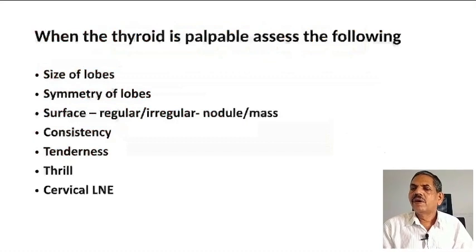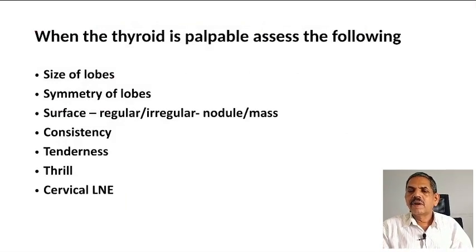When the thyroid is palpable, assess the following aspects too. 1. The size of the lobes, symmetry of the lobes, surface, whether it is regular or irregular, or whether there is only a single nodule or a large mass, as in the case of adenoma or malignancy. And you have to next look for the consistency. If it is stony hard, that's a point in favor of malignancy.